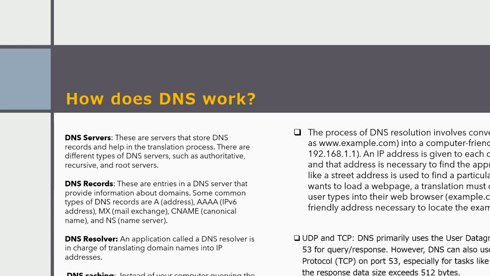DNS records. These are stored in DNS servers and provide information about domains. Some common types of DNS records are A, AAAA for IPv6 addresses, or MX for mail exchange, etc. An application called a DNS resolver is in charge of translating domain names into IP addresses.